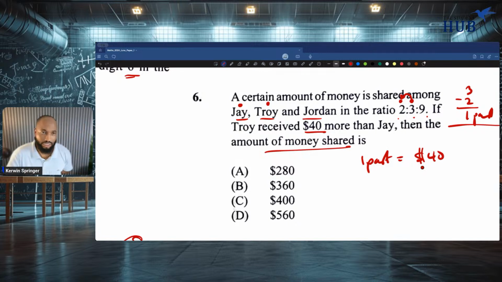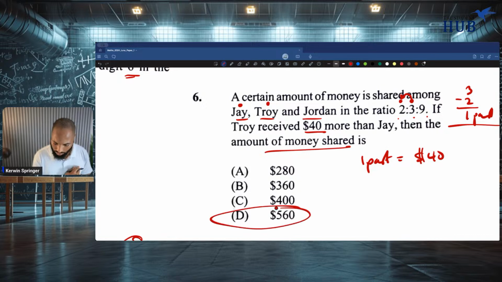So what's the answer? Let me just take a little stretch for my back.